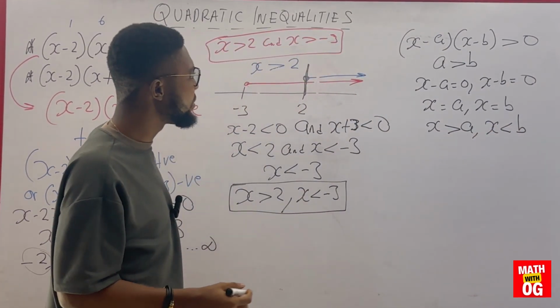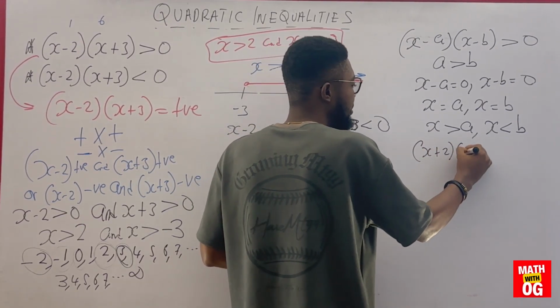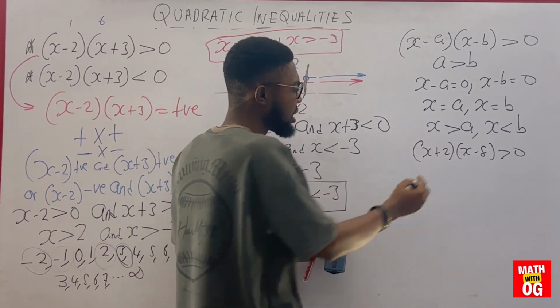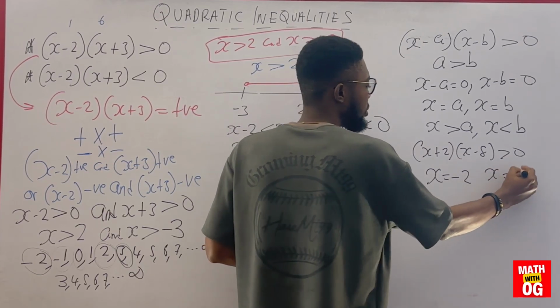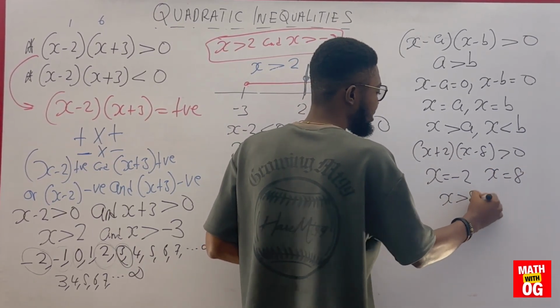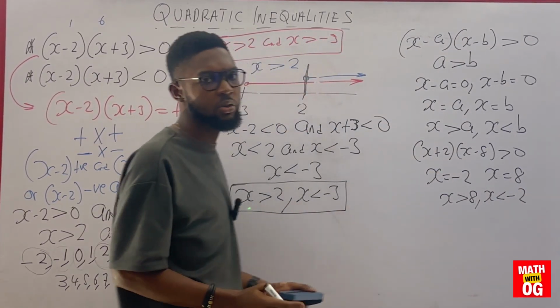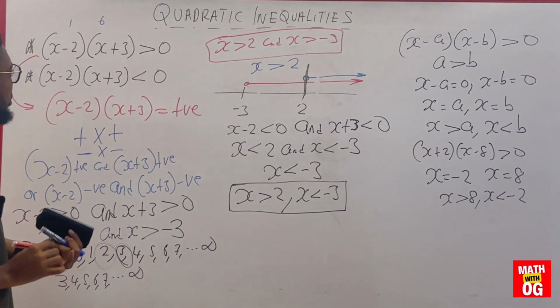So let's say I was given a question like this: x plus 2, x minus 8 to be greater than 0. I will solve as though I'm equating them to 0. So in this case, x will be equal to minus 2. In this case, x will be equal to 8. 8 is the bigger value, so x will be greater than 8 and x will be less than minus 2. So that's the shortcut for getting your answer without going through all this stress. Now let's move on to the next question.